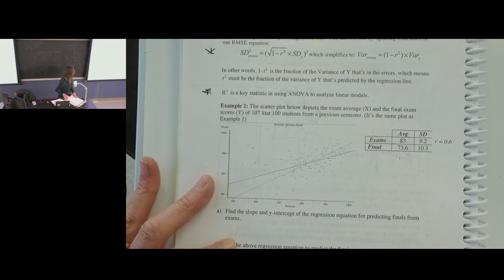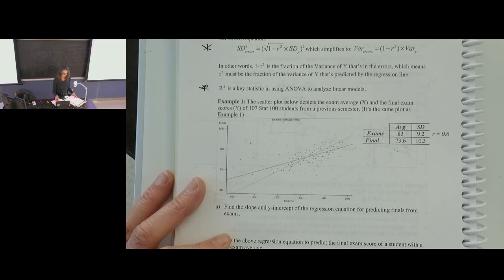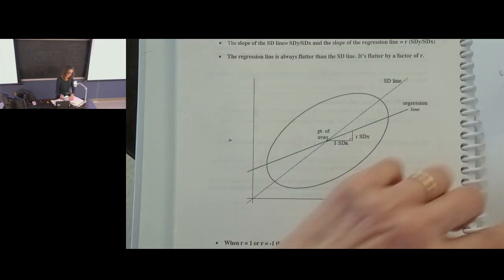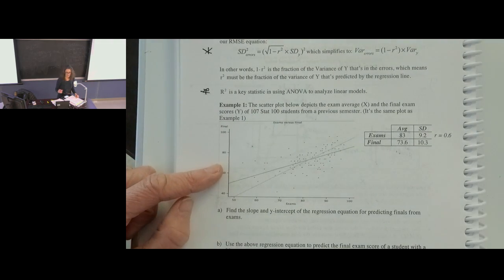So now let's go back to the scatter plot that we looked at. Did we look at this before? This is the same as what's on the previous page.